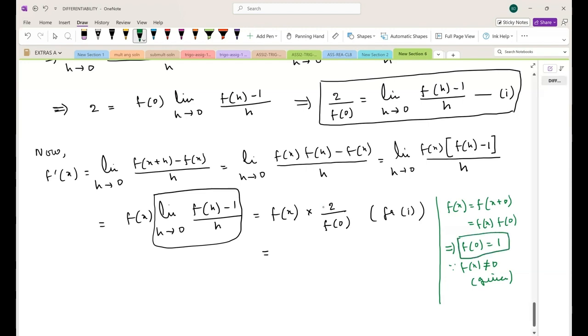So now we put this value here. That means it is twice fx, since f0 is 1. So that is precisely what you had to prove. That is, f dash x is twice fx.